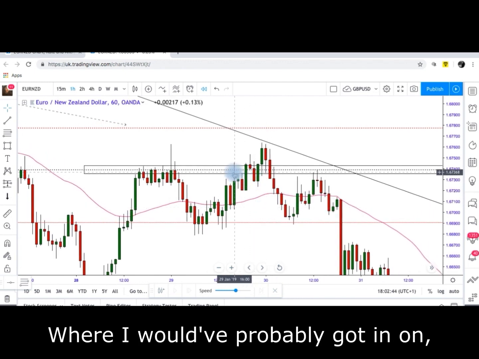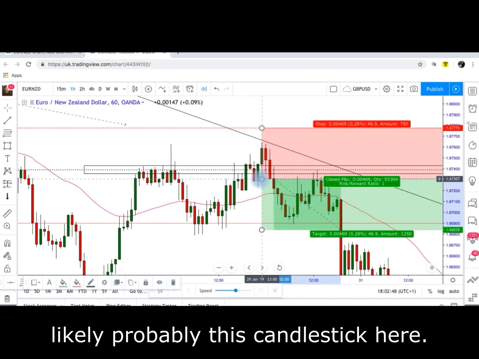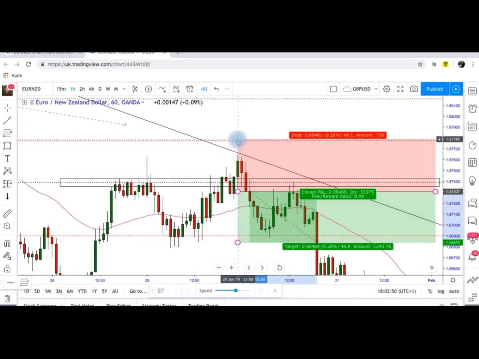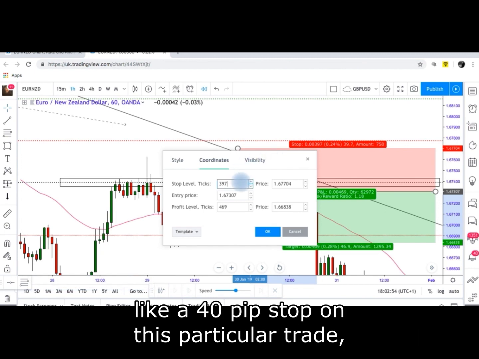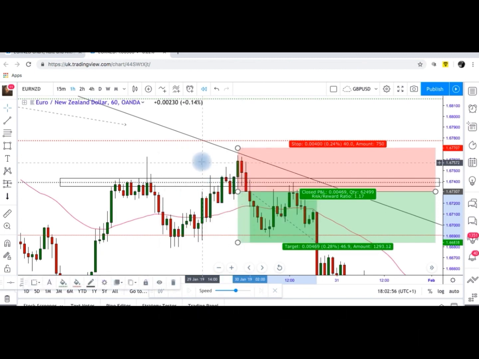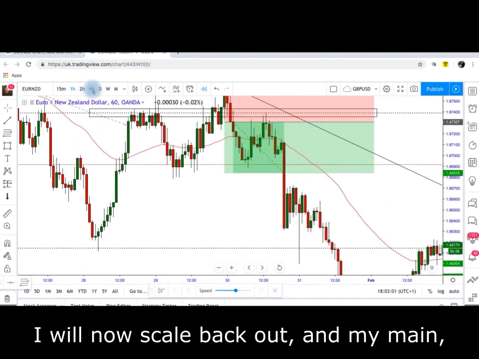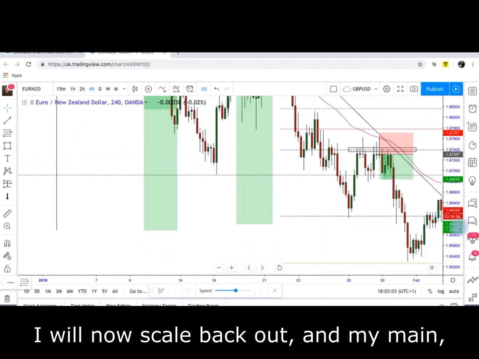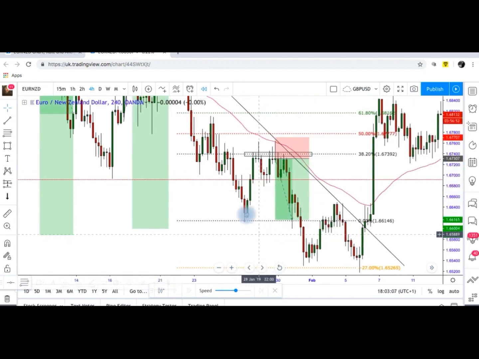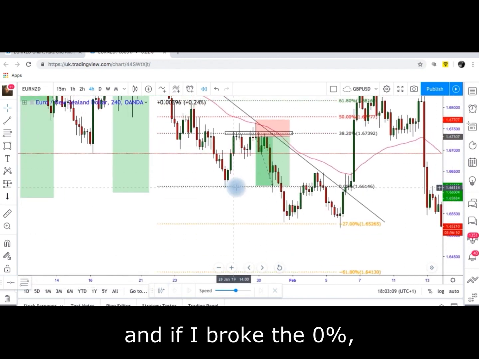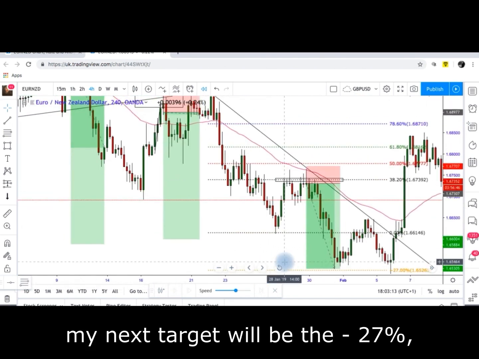Where I would have probably got in on is likely this candlestick here. And as long as I'm above this previous wick here, I would have probably done something like a 40 pip stop on this particular trade. And again, because it's a fib level, I would now scale back out, and my short-term target would be the 0%. And if I break the 0% after taking off some profit at the 0%, my next target would be the minus 27%.